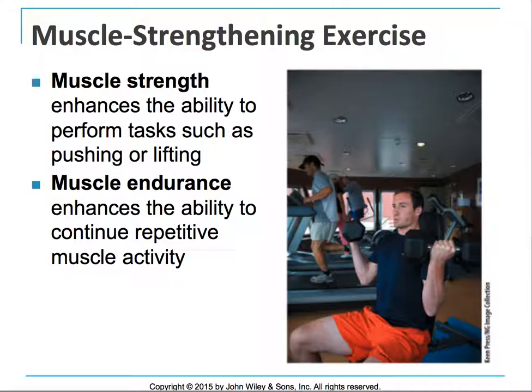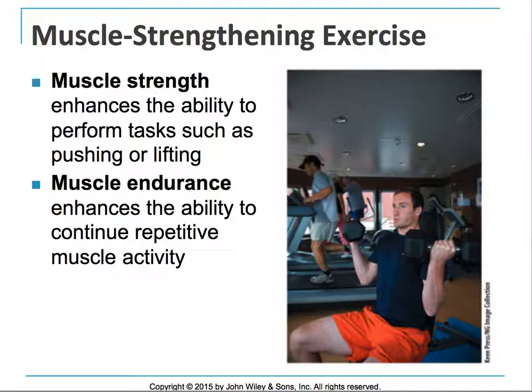Muscle strengthening exercise. So we had aerobic exercise first that really works to strengthen your heart and lungs. Aerobic exercise would be like running, swimming, playing maybe soccer or basketball. Muscle strengthening exercise differs from aerobic exercise in that you aren't necessarily moving really quickly, but instead you're focusing on working a particular muscle group. Muscle strengthening exercise can be divided into muscle strength and muscle endurance.